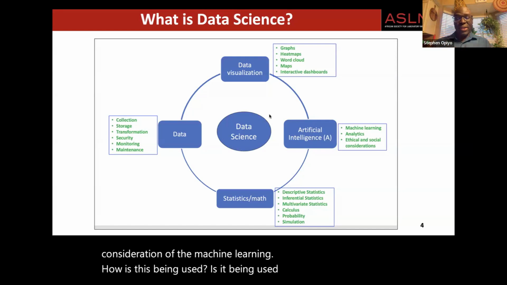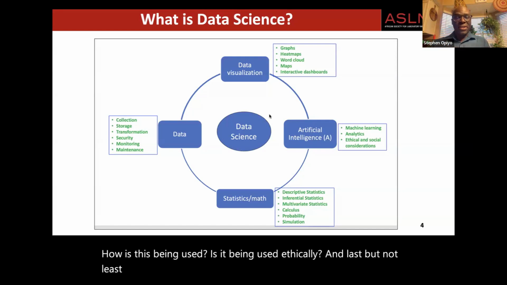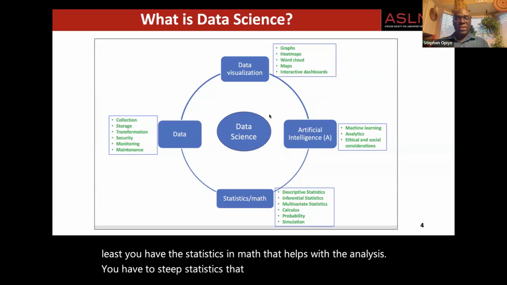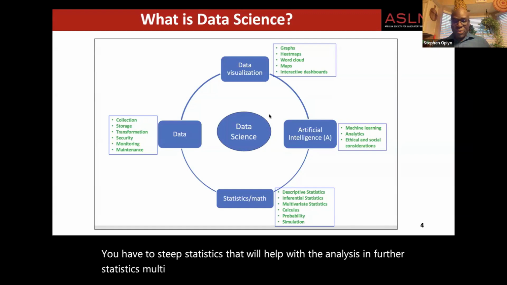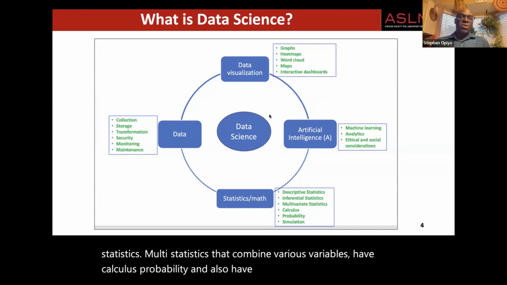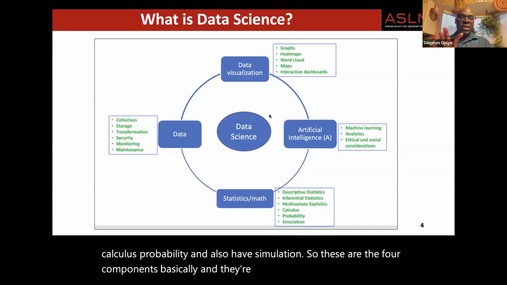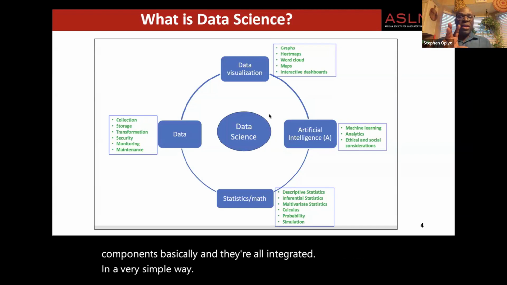And last but not least, you have the statistics and math that help with the analysis. You have descriptive statistics, inference statistics, multivariate statistics that combine various variables. You have calculus, probability, and also simulation. So these are the 4 components, basically, and they are all interrelated in a very simple way that defines data science.